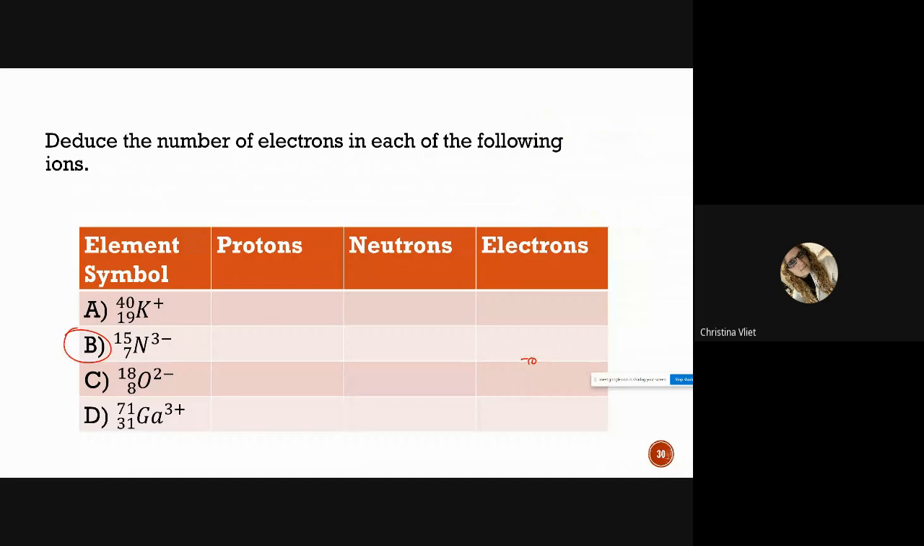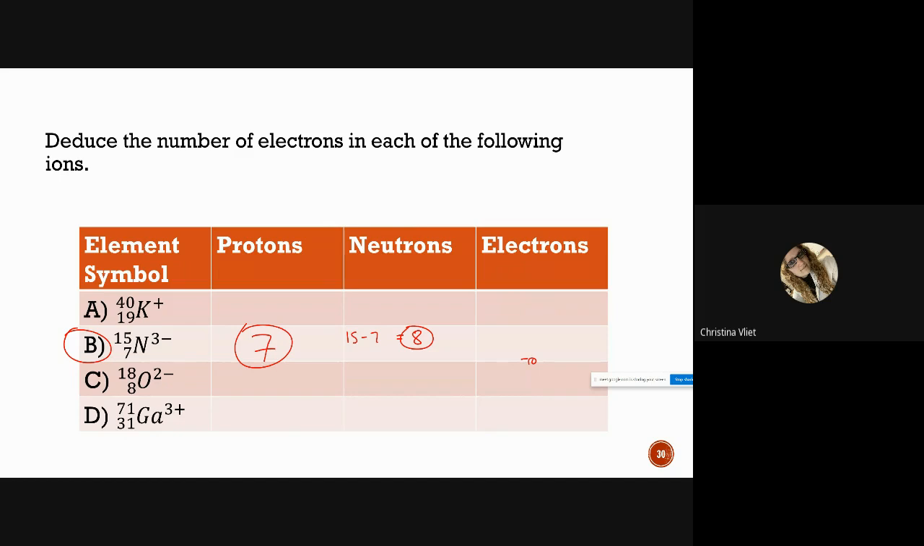How many protons are in B? 7. How many neutrons are in B? And so the operation, you don't have to show this for Cambridge, but I'm just going to show it to show you the answer. You would do 15 minus 7 equals 8. So 8's the answer here, 7's the answer here.